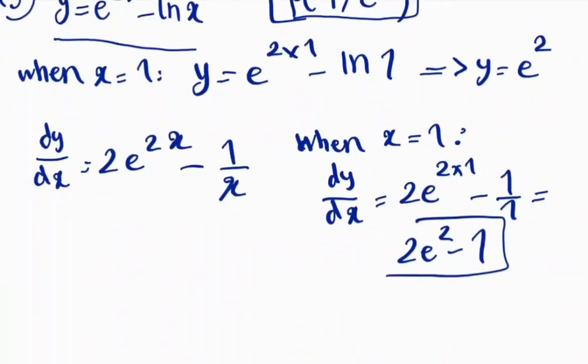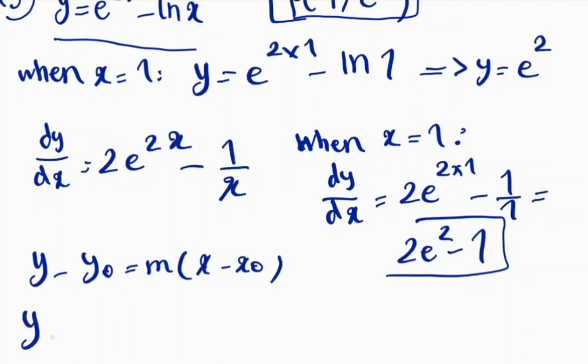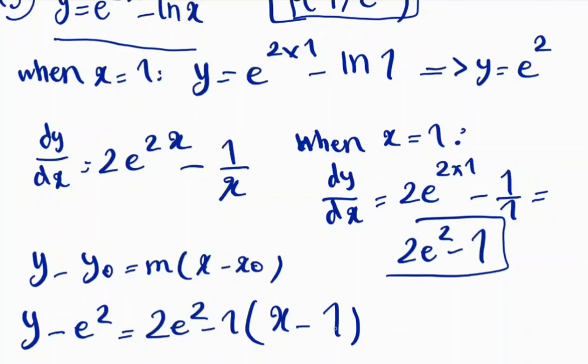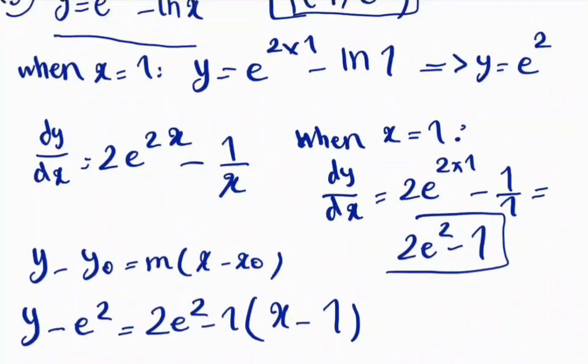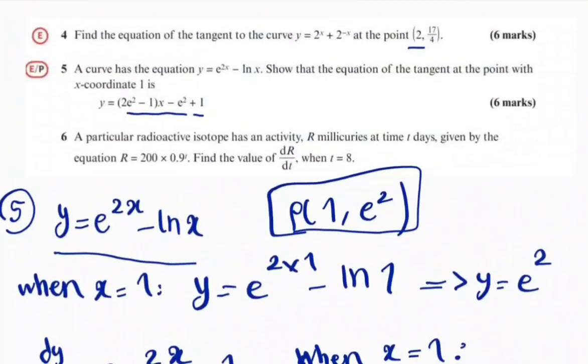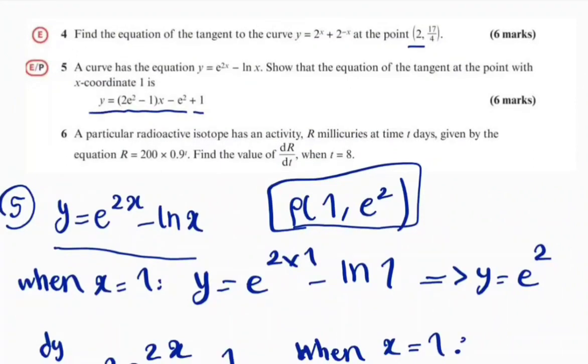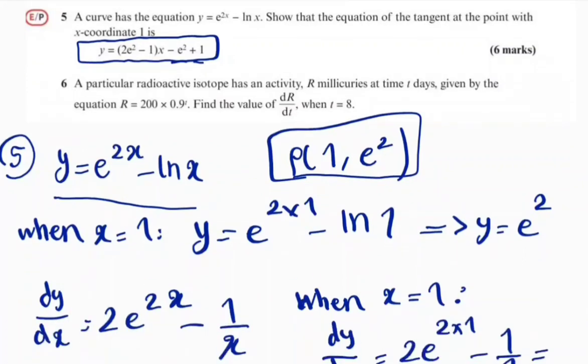Now we can work out the equation of the straight line: y minus y0 is equal to m times x minus x0. Let's substitute the values into this. y minus, the y coordinate is e squared, the gradient is 2e squared minus 1, times x minus 1, because the x coordinate is 1. And now we need to simplify this, because remember that we need to show that the equation of the straight line is this. So we have a couple more steps.